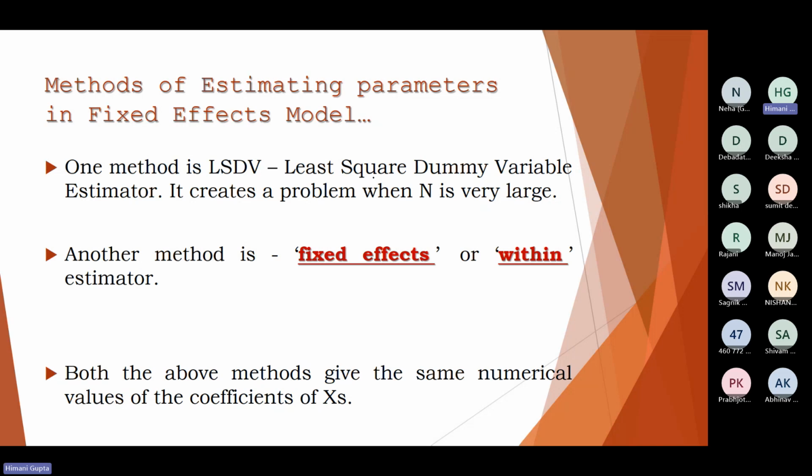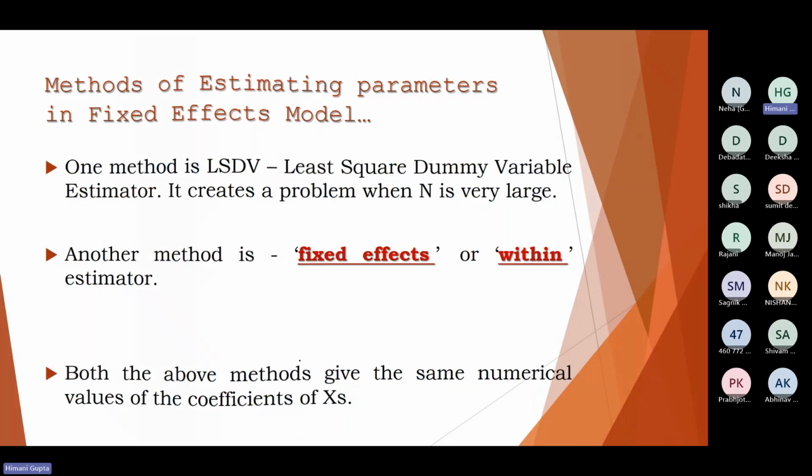So, depending on the number of periods, we can take as many dummy variables. So there are two methods: either we can do it by least squares dummy variables or we can do it by fixed effect. And mathematically, both methods will give you the same result.